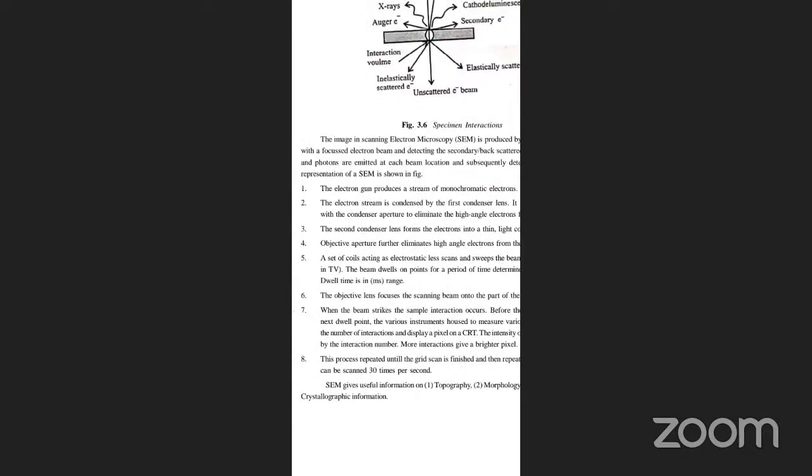The electron gun produces a stream of monoenergetic electrons. The electron stream is condensed by the first condenser lens. It works in connection with the condenser aperture to eliminate the high angle electrons from the beam. Next, the second condenser lens forms the electrons into a thin, tight, coherent beam.